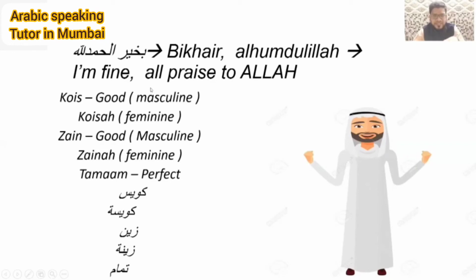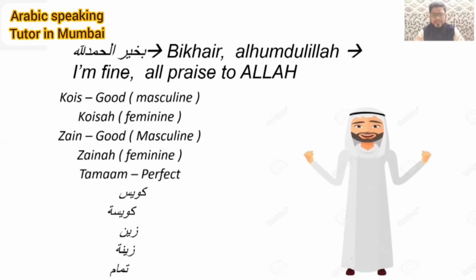Now, in different countries, there are different ways to reply. Like in Saudi Arabia, normally they say ana kois, alhamdulillah. Ana means I. So ana kois, I am good, alhamdulillah. If a female is replying, she will say ana koisa, alhamdulillah. And in UAE, they will normally reply by saying, Ana Zain, Alhamdulillah. And if a female is replying, she will say, Ana Zaina, Alhamdulillah.